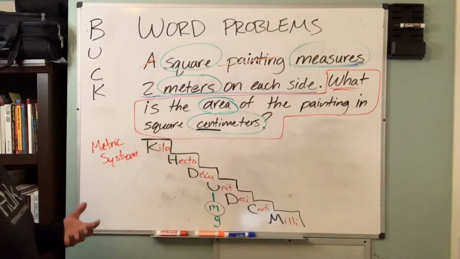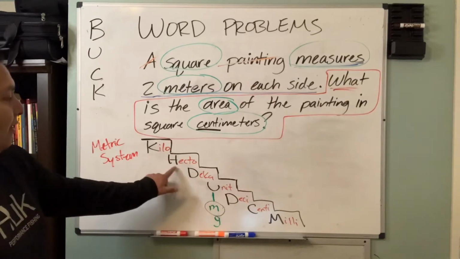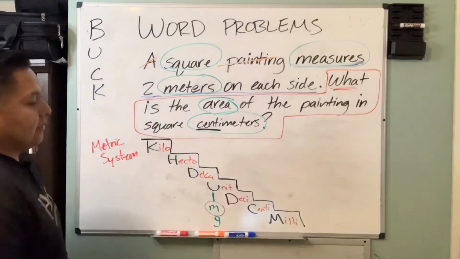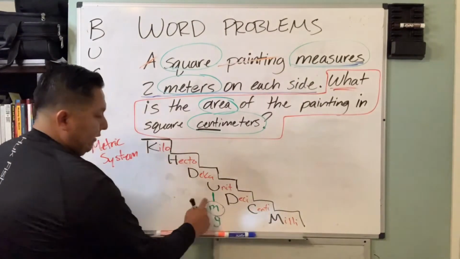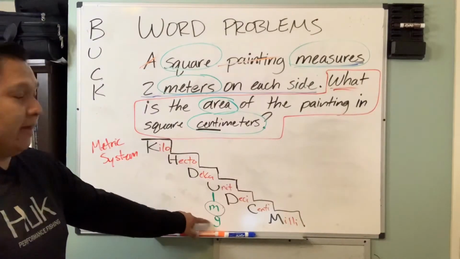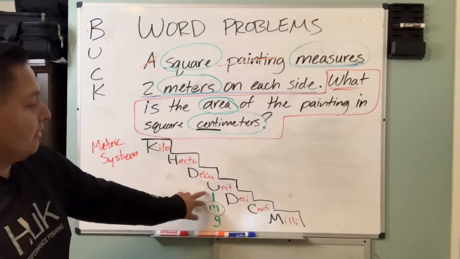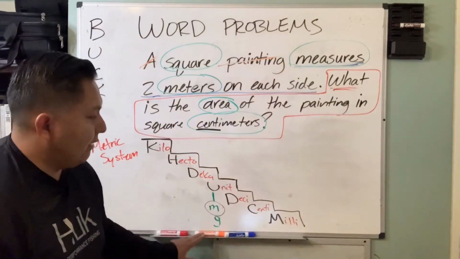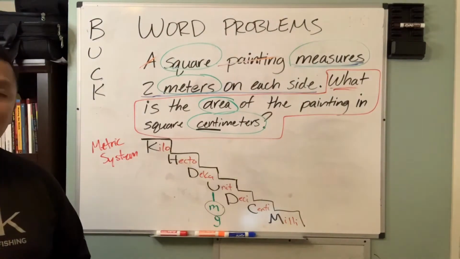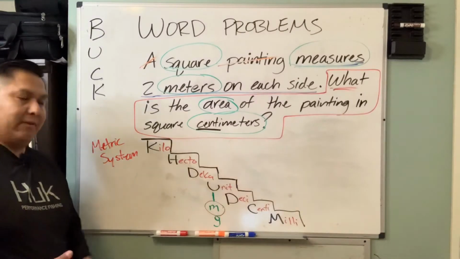If we were working with a liquid measure like liters, that would be kiloliters, hectoliters, decaliters, liters, deciliters, centiliters, milliliters. And if we're working with weight measurements, like with grams, that would be kilograms, hectograms, decagrams, grams, decigrams, centigrams, and milligrams. With the metric system, everything is in a base 10 system. And if you ask me personally, it's a whole lot easier to work with.